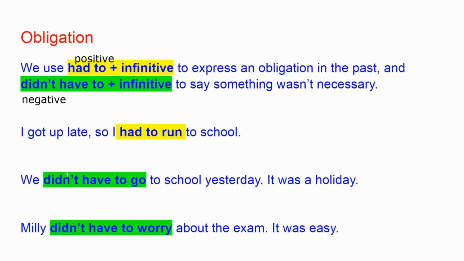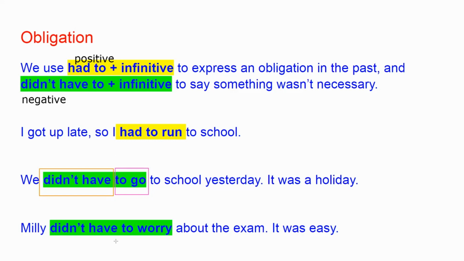Como pronoun tenemos we, ok, aquí no importa qué pronoun sea, porque es una obligación para todos. Now, we didn't have to go to school yesterday. It was a holiday. So, tenemos aquí didn't have, que nos indica que es negative, que no debieron. And the infinitive to go. We didn't have to go. No debimos ir porque era vacaciones.